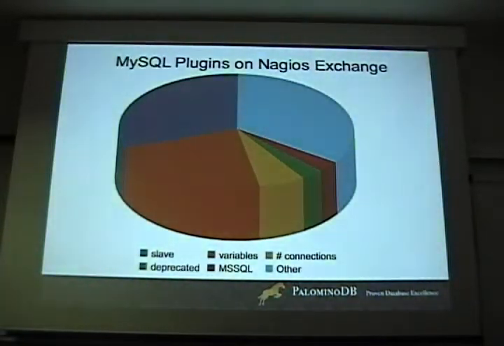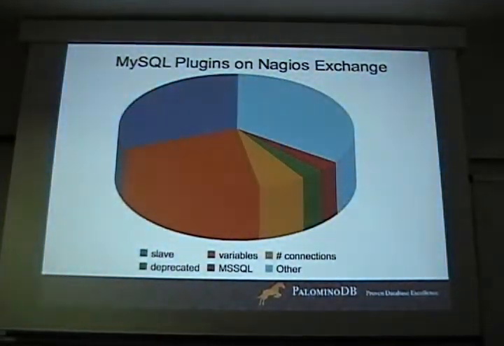The orange one is variables. There are 7 that check variables, which is kind of what we're going to be doing, what we wanted to do. There are two checks here that check the number of connections. There's one that's deprecated. There's one for Microsoft SQL Server that's miscategorized in MySQL. And then this 11 is kind of other. It's checking other random things that have nothing to do with variables. I even forget what it is at this point.